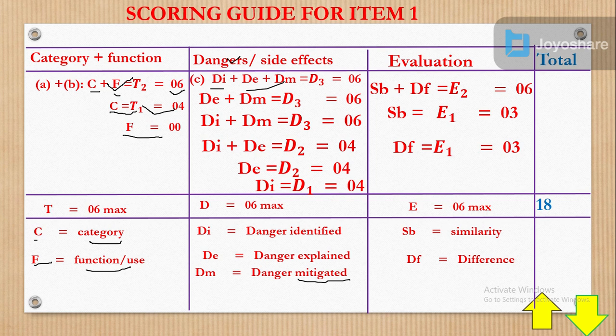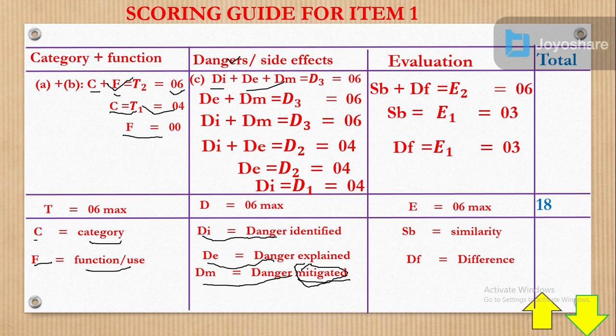So DI is danger identified, DE is danger explained, DM is danger mitigated. You have them here. Now this word mitigated means solving the problem.